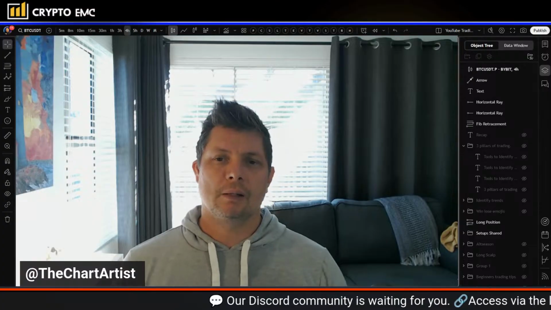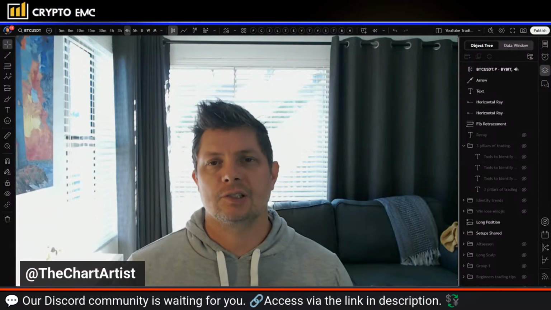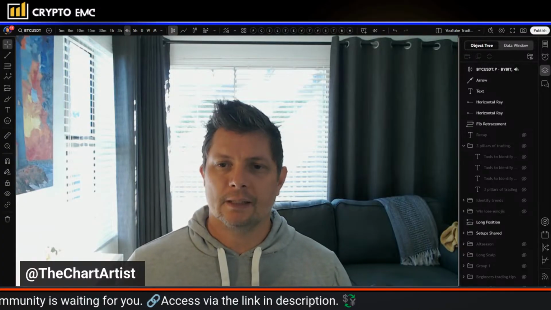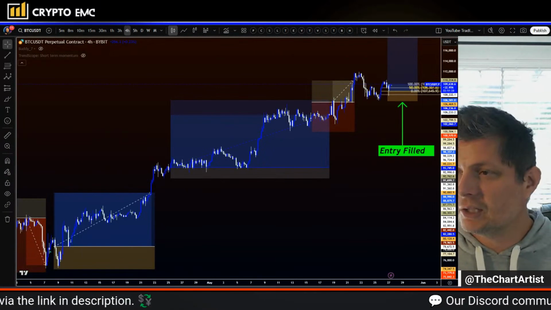So today we're going to talk about Bitcoin's next big move, how I'm going to identify that, and I want to share the three pillars that you need for trading, the three pillars I use to identify these entries on screen. So let's quickly have a look at the entry.